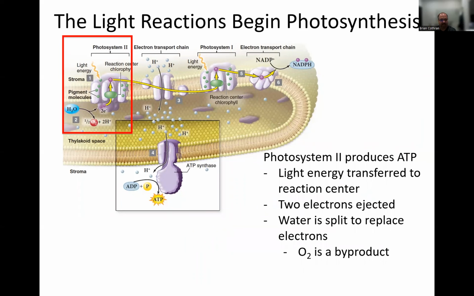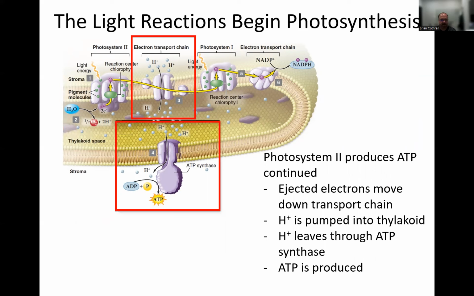And it produces ATP, as it says here, light energy transferred to the reaction center. The electrons are ejected, and water is split to replace the electrons. So water, got to have a constant source of water, because without water splitting and supplying these electrons, photosynthesis does not happen. Oxygen is produced as a byproduct of this process. And again, we are thankful for that. It's not going to use it, it's going to kick it back out of the plant, but we are thankful for the oxygen that is produced.